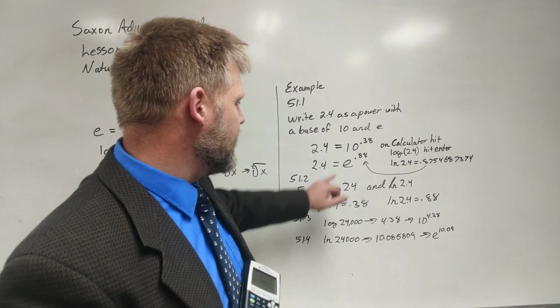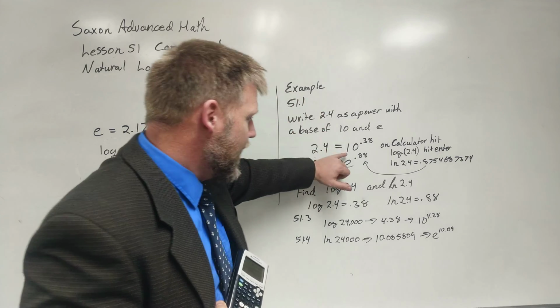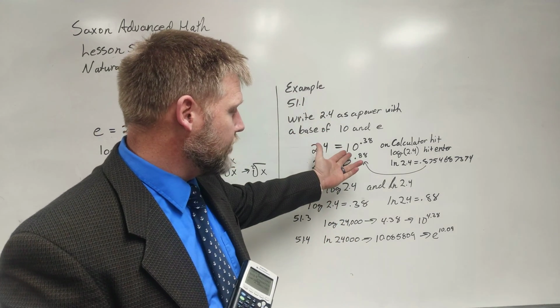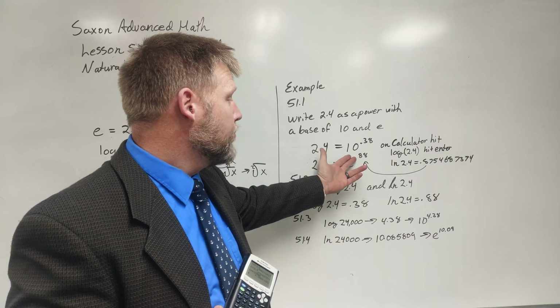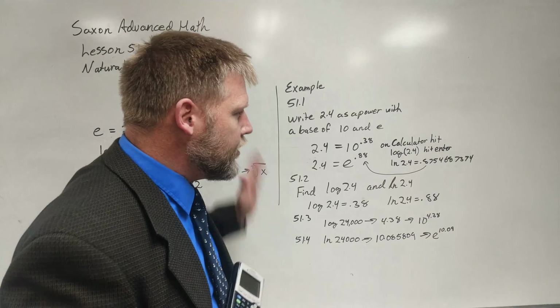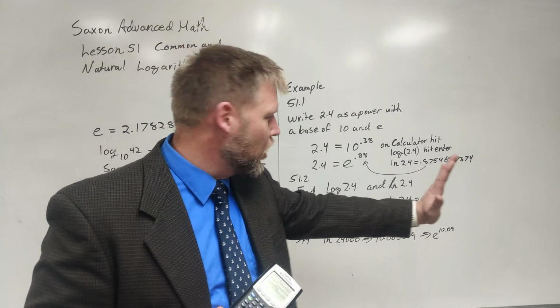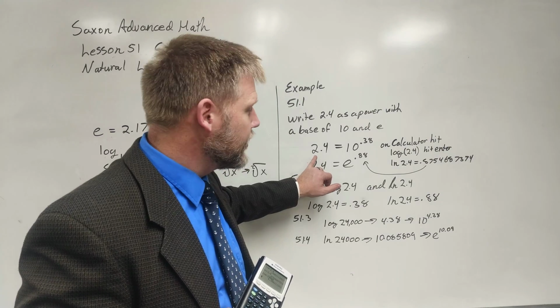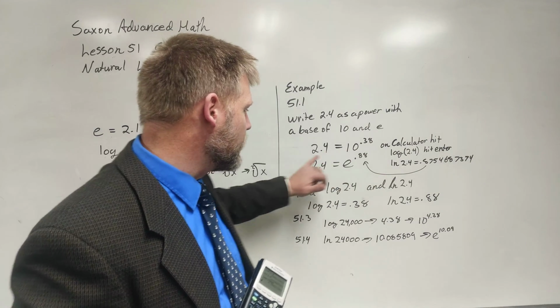Now, if you want to think of this logically, 10 raised to the 1 power would be 10 times 1, which is 10. But if I raise it to the 0 power, it's 1. So it's between the values of 0 and 1. Well, 0.38 is what 2.4 would represent. And this allows us to convert this format.